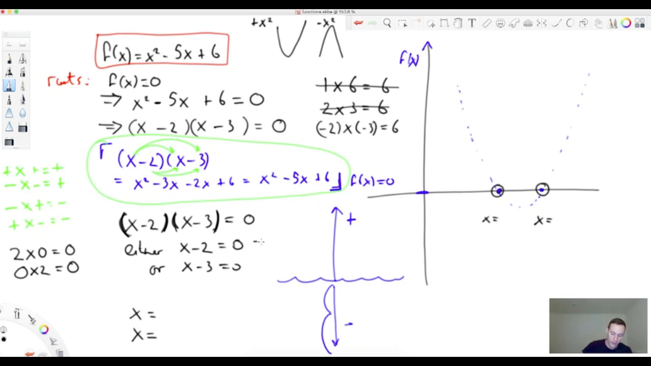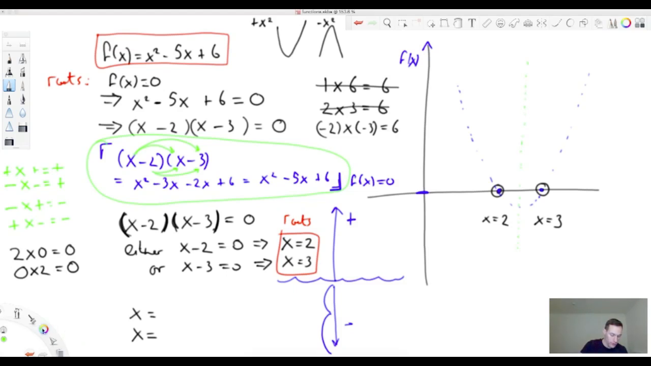Now if x minus 2 was equal to 0, well then this minus 2 is subtracted on the left hand side, so it's added on the right hand side, so x is equal to 2. And then this minus 3 is subtracted on the left hand side, so it's added on the right hand side, so x is equal to 3, and these are the roots. Okay, x is equal to 2 and x is equal to 3. So we know that these roots are either side of this symmetry line, right, this mirror that goes right up the middle.